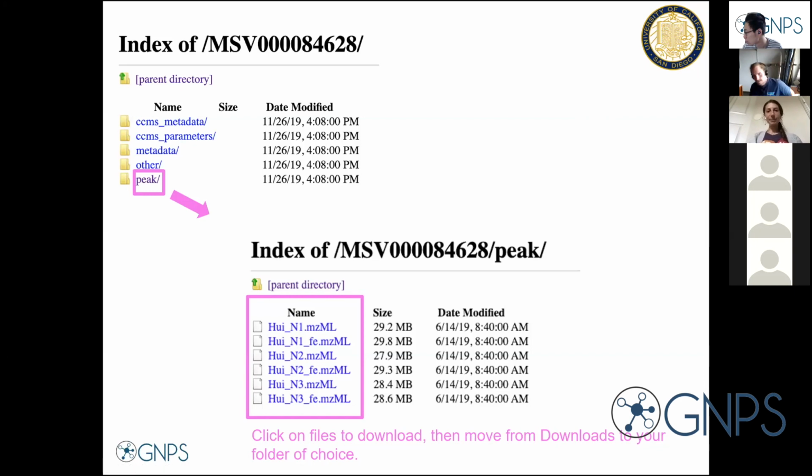So at this point then, once we click on that FTP download, we'll actually get to the folders that contain our files of interest. And so we'll click first on this peak folder, and then that'll bring up the MZML files that we'll be using for this workshop. And so you can then download these 6 files that are boxed here.